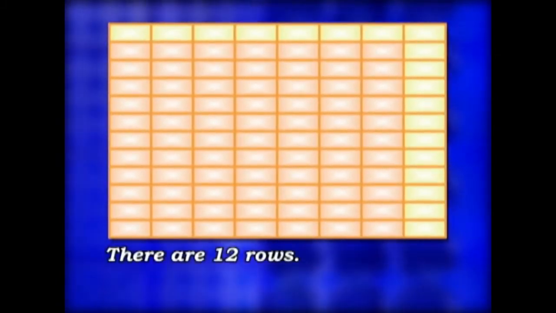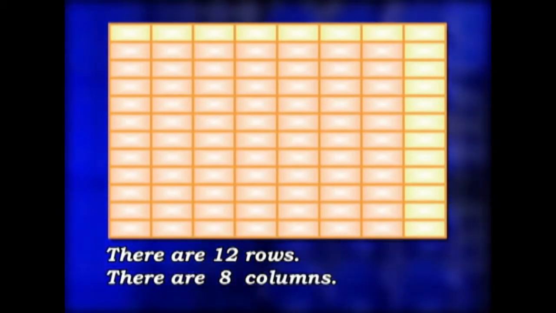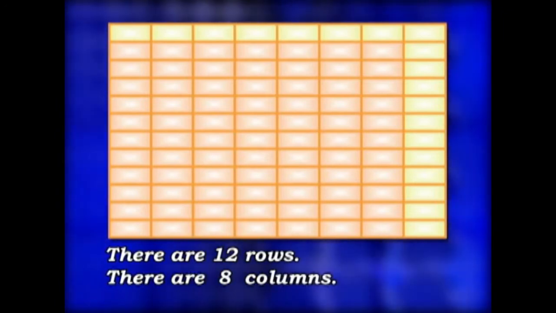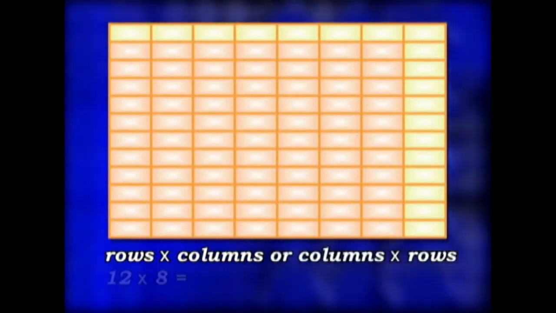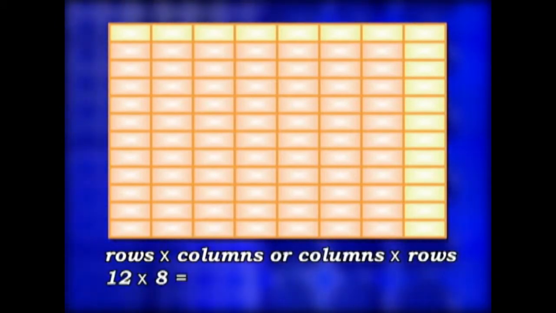If we want to know how many boxes there are, we can do it in two ways. We can count all the boxes, 1, 2, 3, 4, 5, 6, 7, 8, 9, 10, and so on. Or we can say there are 12 rows and there are 8 columns. So, if we want to know how many boxes there are, we multiply the rows by the columns or the columns by the rows. And we get 12 times 8.